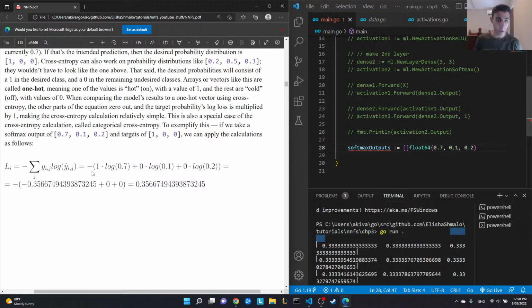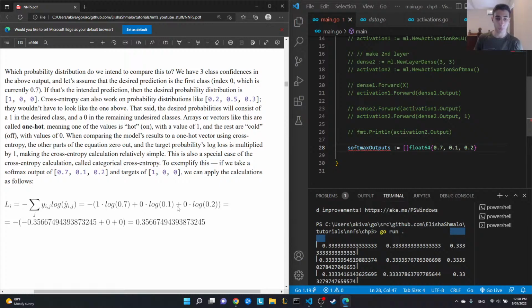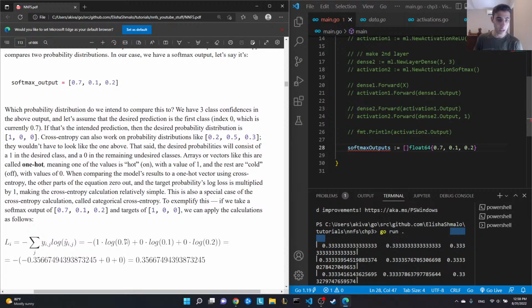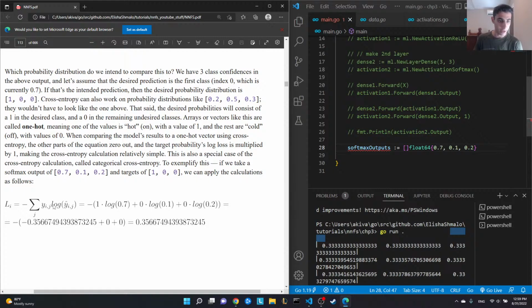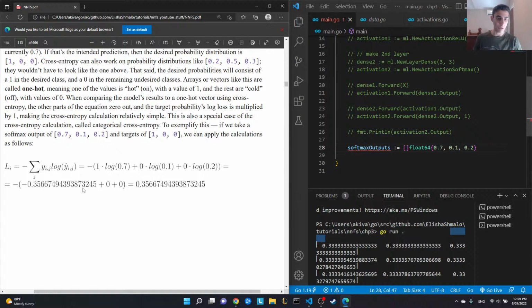Broken up, this will be -1, because everything is going to be negative, times 1 times the log of 0.7 plus 0 times the log of 0.1 plus 0 times the log of 0.2. Why are these the numbers? Well, it's the first index times the log of the first index, the second index times the log of the second index, the third index times the log of the third index. And as you can see, it's y times the log of y hat. It's the correct thing times the log of the prediction. The i and the j are just indexing terms. And this all simplifies to negative 0.367 and so on, plus 0, because 0 times that is 0.